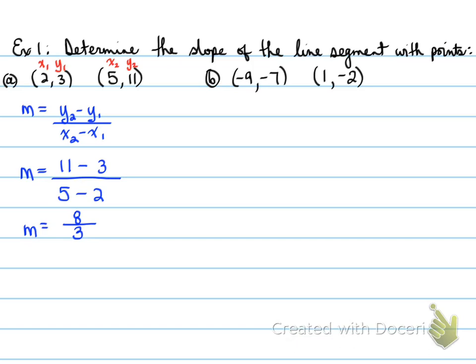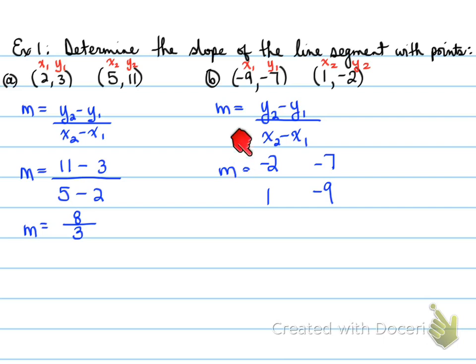All right, let's try the next one. (-9, -7) and (1, -2). y2 minus y1 over x2 minus x1. You have x1, y1, x2, y2. But folks, what we're going to do is do exactly what we did before. Take this coordinate and write it upwards, take the other coordinate and write that upwards. So that's all we're doing, is writing the coordinates upwards. The next step, draw 3 lines.